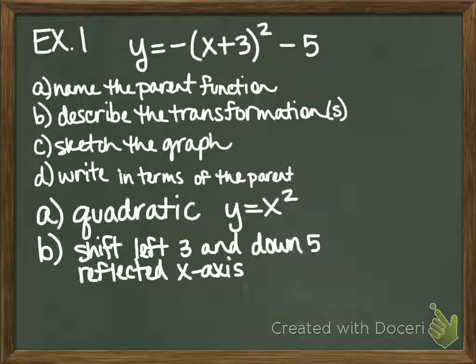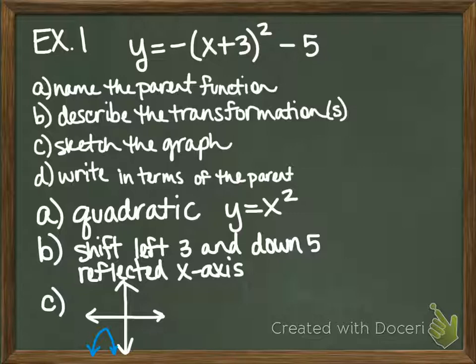Okay, you can use your calculator to draw a picture of it. Make sure you plot some points. But it's going to look like a parabola opening down since it was reflected across the x-axis. And it was shifted to the left 3 spaces and down 5 spaces.